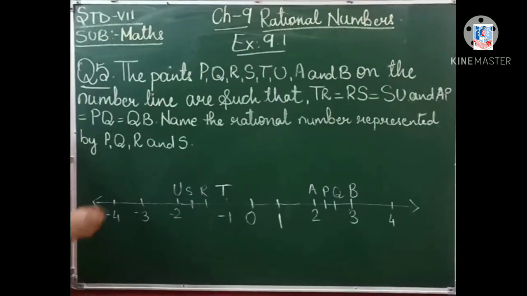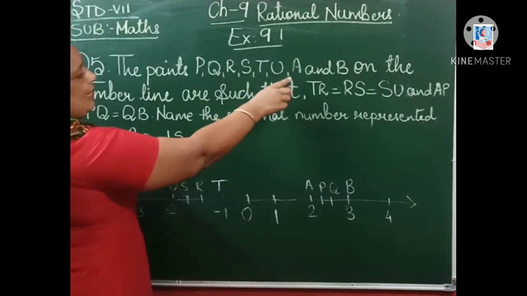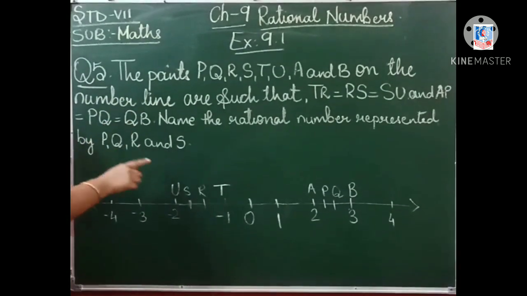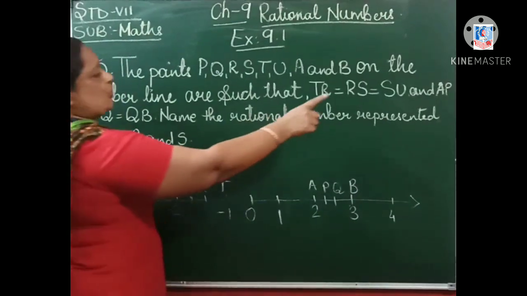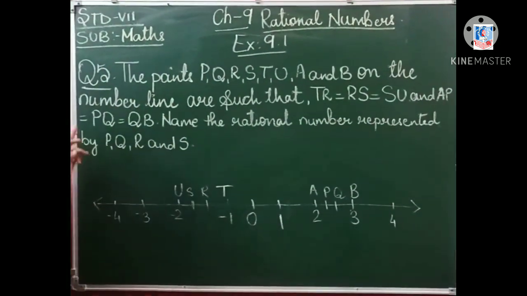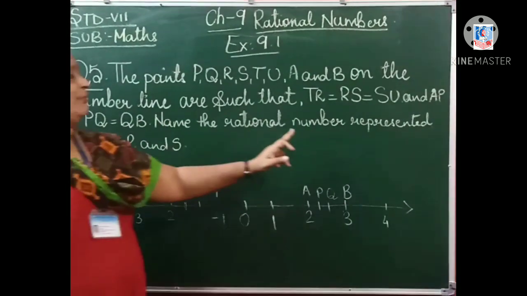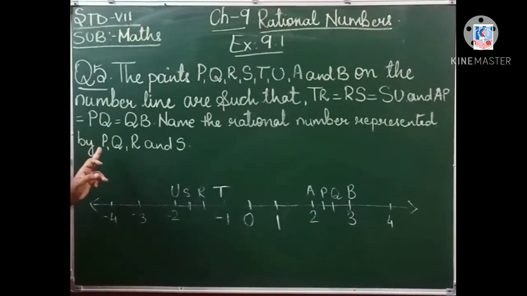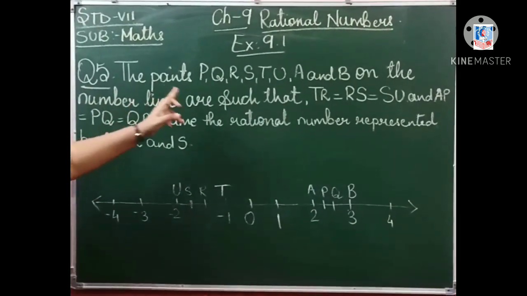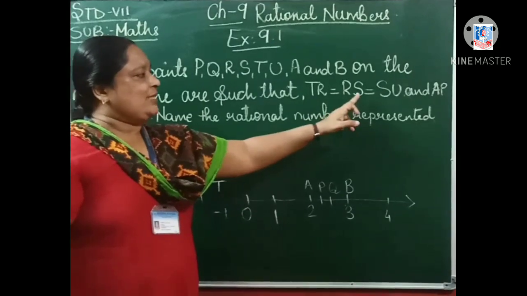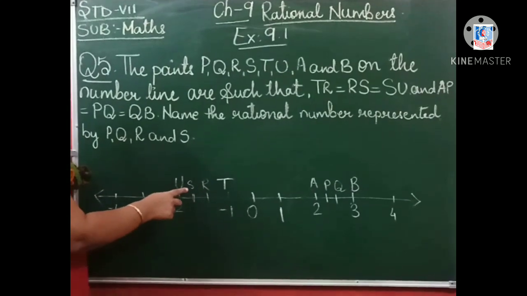Question number 5. The points P, Q, R, S, T, U, A and B on the number line are such that TR is equal to RS is equal to SU and AP is equal to PQ is equal to QB. Name the rational number represented by P, Q, R and S. Now see, TR is equal to RS is equal to SU.